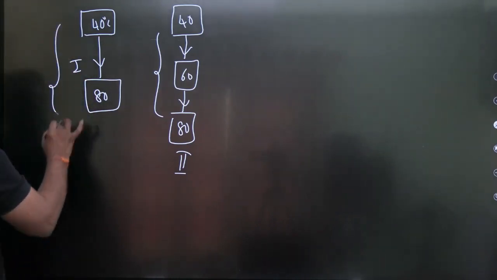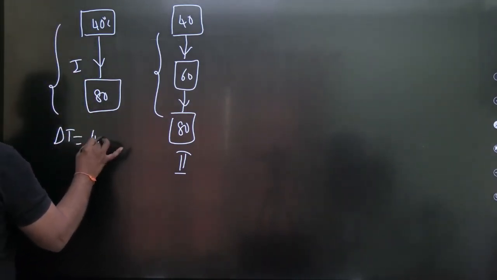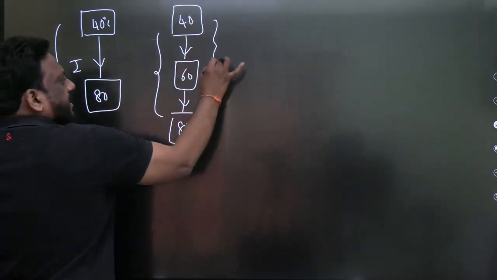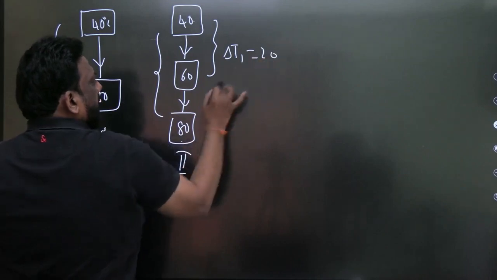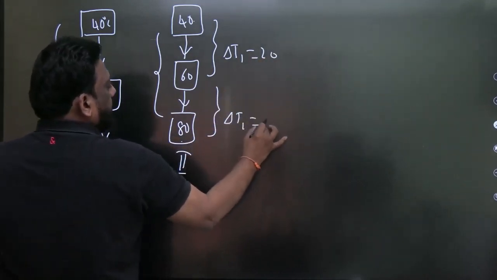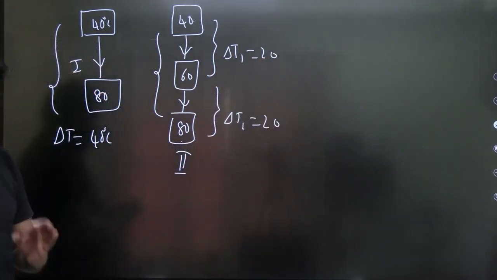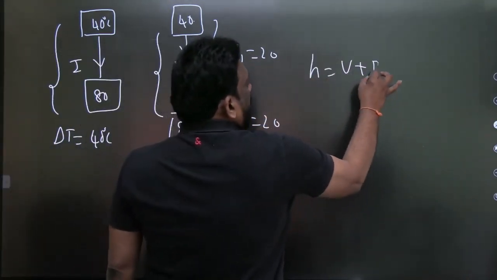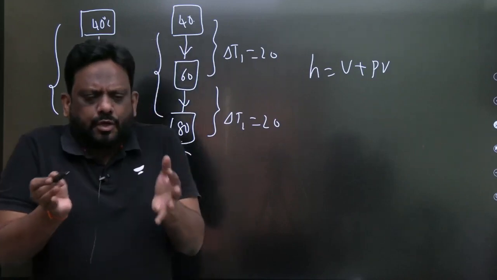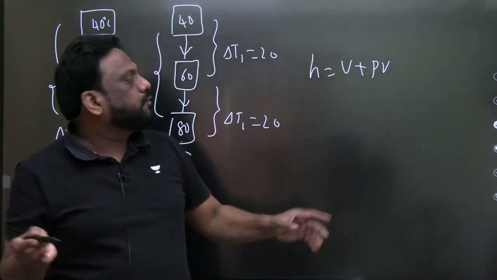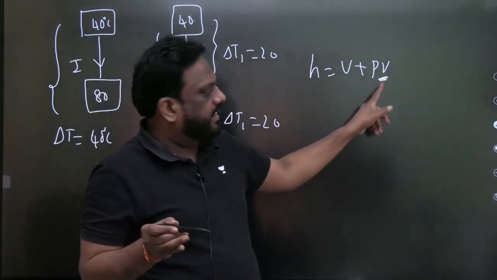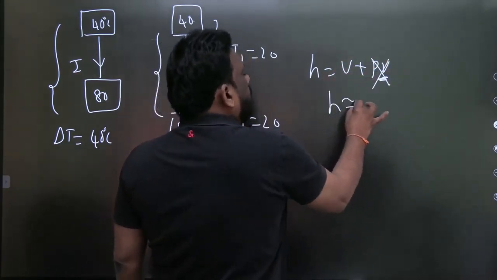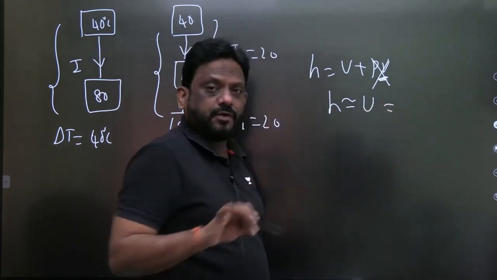So what is the temperature difference here? It is 40 degrees. And in this case, it is also heated from 40 to 80, but the difference initially is 20 and the second is again 20. What does it mean? It means, my dear students, understand carefully, H is equal to U plus PV. For liquids, you know, liquids occupy less volume compared to vapor. So for liquids, the volume is insignificant, so your PV is very small. So H is almost equal to U for liquids.